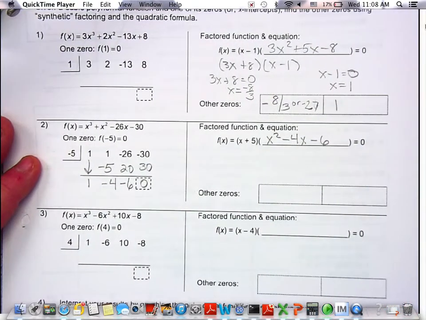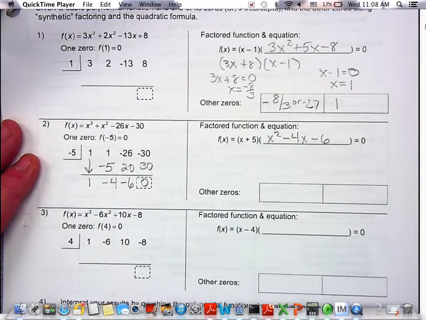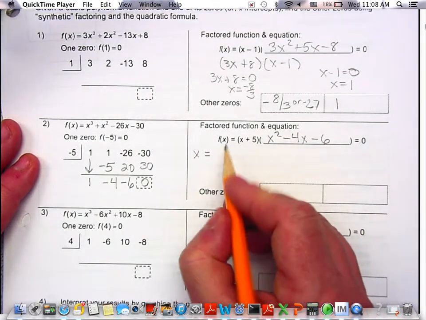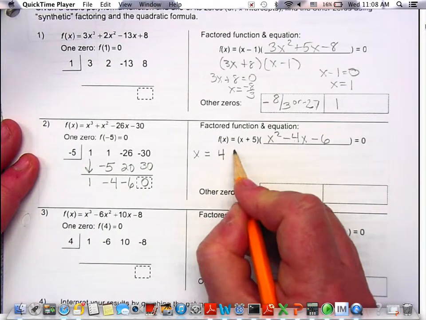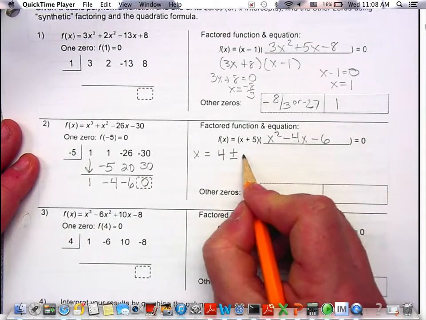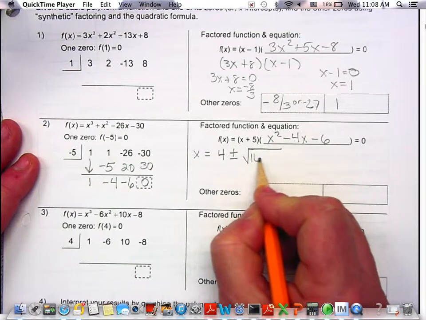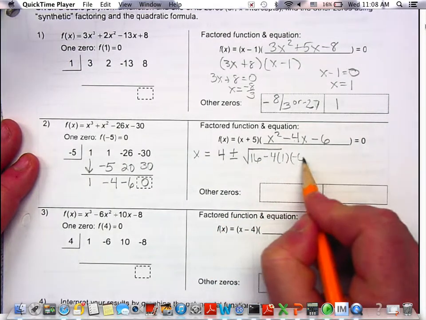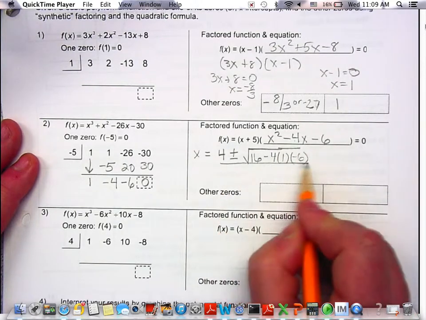All right. And then you had to use, this one did not work. 3 times 2 is not going to get you 4, and 1 times 6 won't get you 4. So we're going to have to use the quadratic formula. So x equals the opposite of b, which is 4, plus or minus the square root of b squared, which is 16, minus 4 times 1 times negative 6, over 2 times 1.